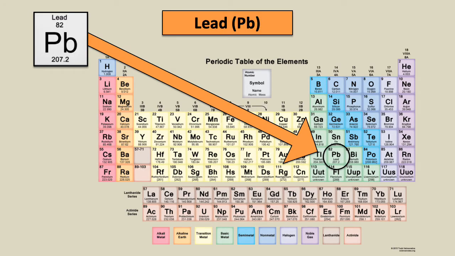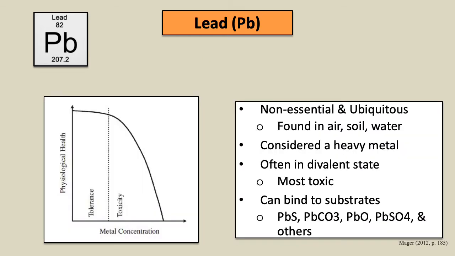As mentioned, I'll be discussing lead. So first, let's look at some of the background information on lead. As you can see, this is lead here on the periodic table. It has an atomic number of 82 and is a post-transition metal. Lead is a ubiquitous non-essential metal, meaning it has no biological function but is very common in the environment.